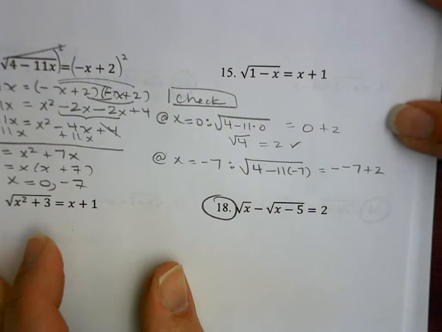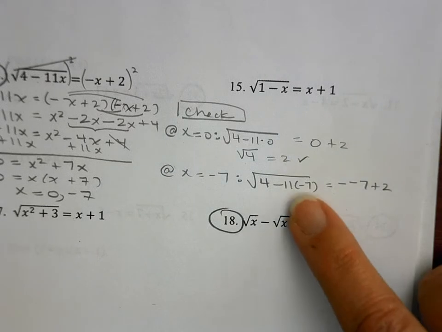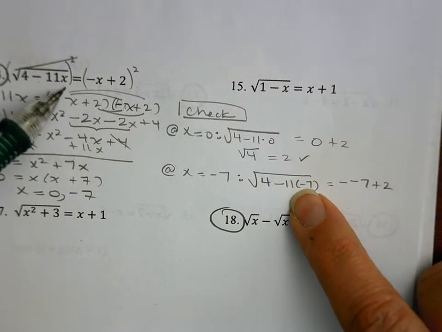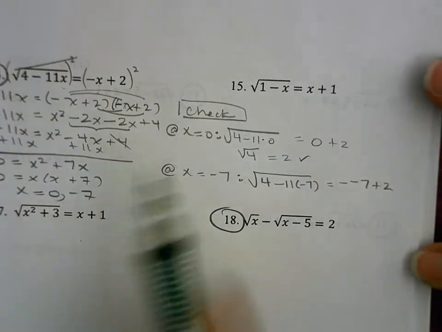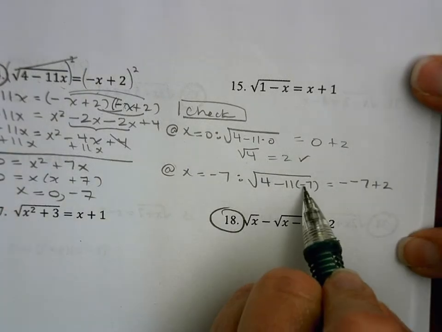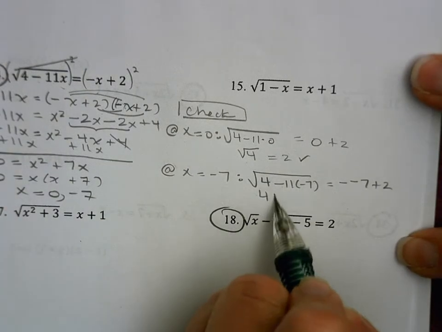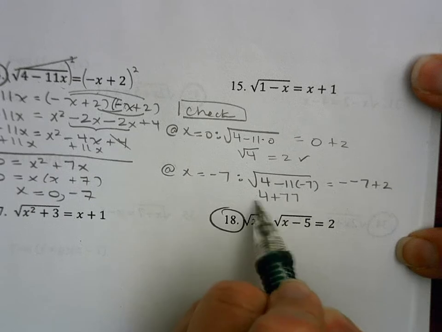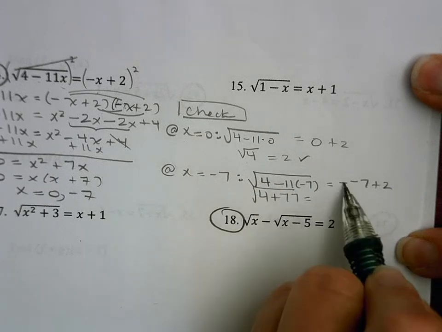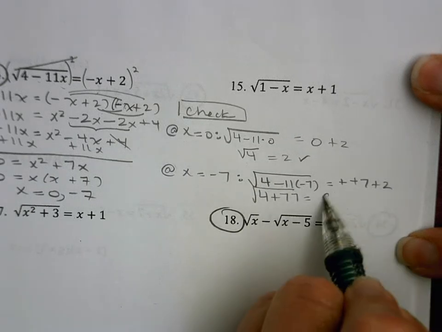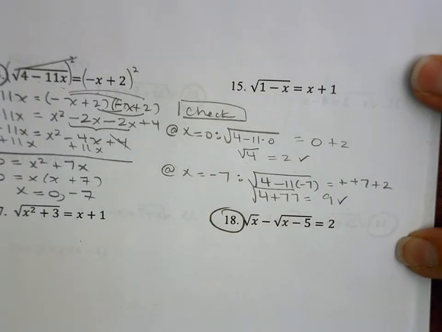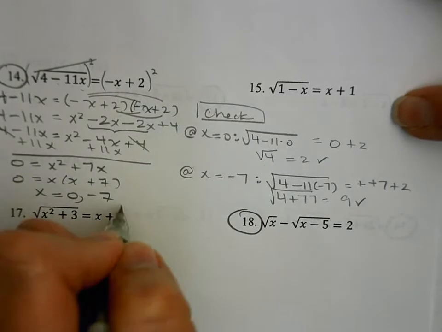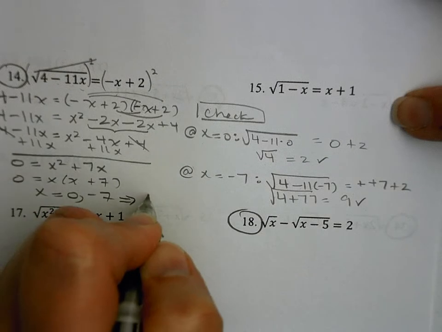So I'm replacing the x terms here. That x gets replaced with negative 7, and then here I'll have a double negative. So I have negative 11 times negative 7, and that'll be positive, so 7 plus 2 is 9. That'll give me 81, and is the square root of 81 equal to 9? Yes. So that means that both of them are in the solution set.